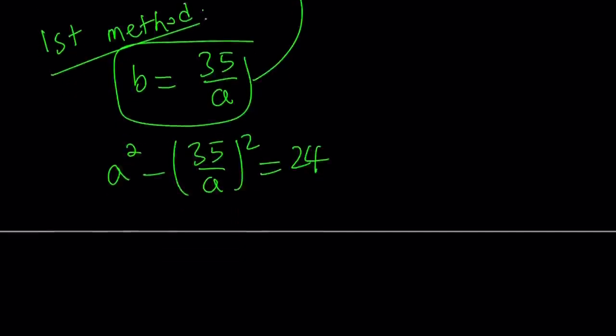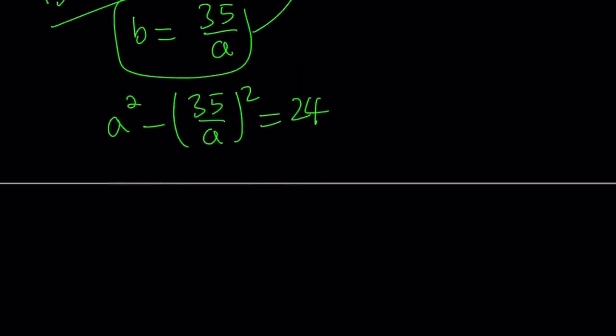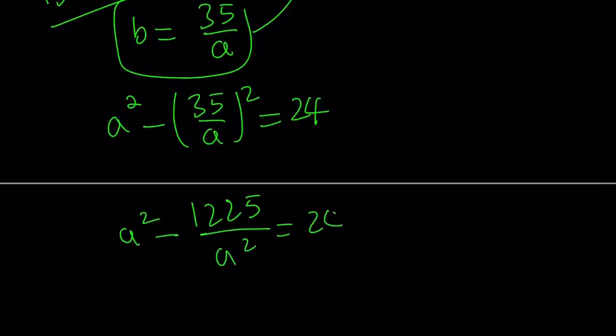If you square 35, I believe in one of the videos we talked about this, if I remember correctly. If not, then we'll talk about it. To square a number that ends in 5, we're going to take the 3 and multiply it by 1 more than the number, which is 4. So 3 times 4 is 12, and we'll just attach 25 and we'll be done. So that's how you can easily square 35, and this is equal to 24.